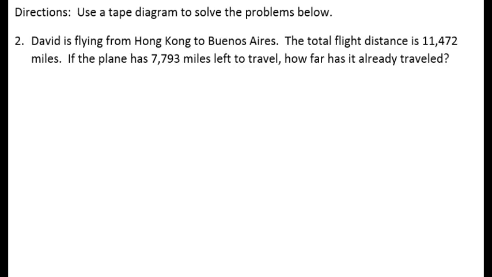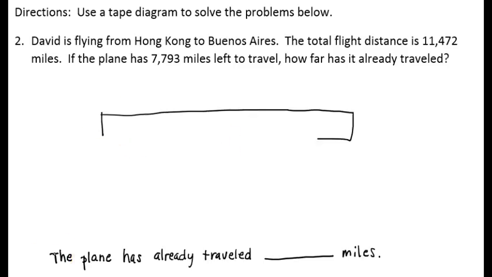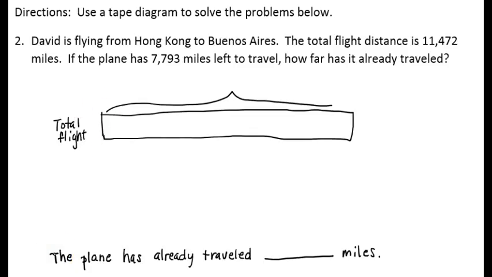I'm going to start by writing an answer statement with a blank for my final answer. We'll say the plane has already traveled blank miles. Now I'm going to draw a tape diagram, and I'll start it by showing the total amount of the flight. So I'll call that total flight, and that amount is 11,472 miles.